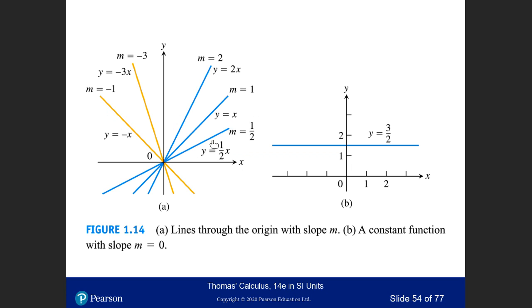Here we start with y is equal to 1 over 2 x, so the slope is 1 over 2. That's y is equal to x. And when k is minus 3, you have this line. Minus 1, you have this one. So when k is equal to 0, you have the horizontal line. So you can start from the horizontal line when the slope is equal to 0, but when you change the slope, you go around like this.